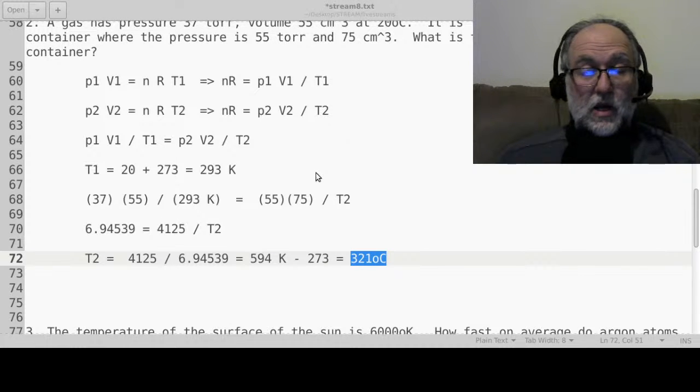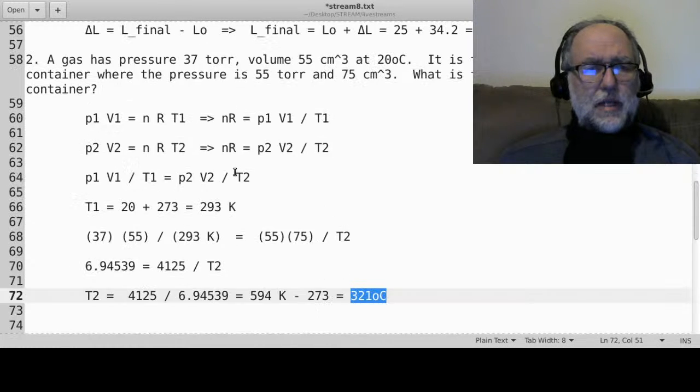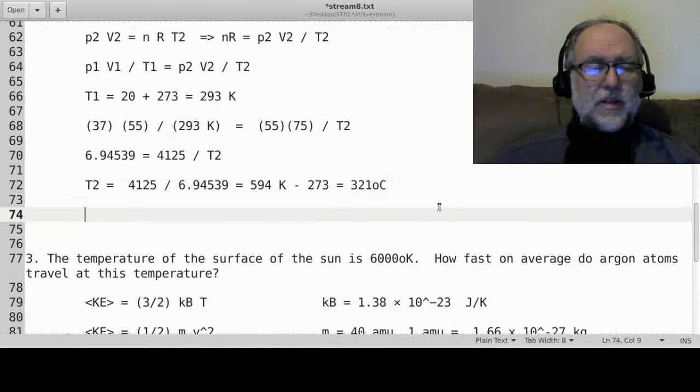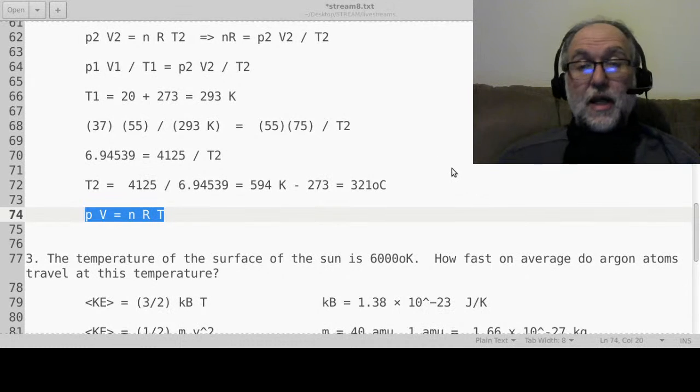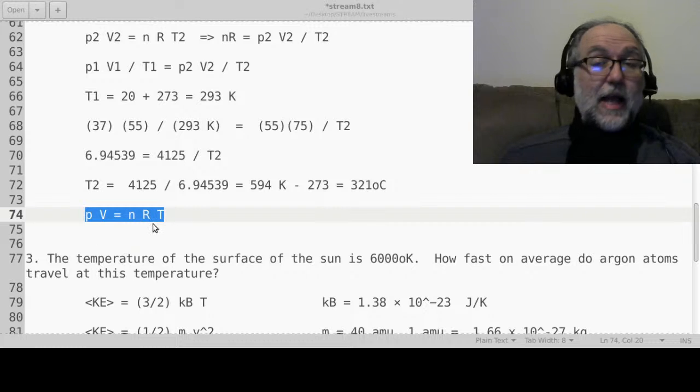So that's how you solve these types of problems. If it's a regular PV equals nRT problem, where I just give you pressure, volume, and ask for one of the other quantities, you would just use that equation. If you're just using that, by the way, then you do have to use MKS. And I would give you the value of R on the test.